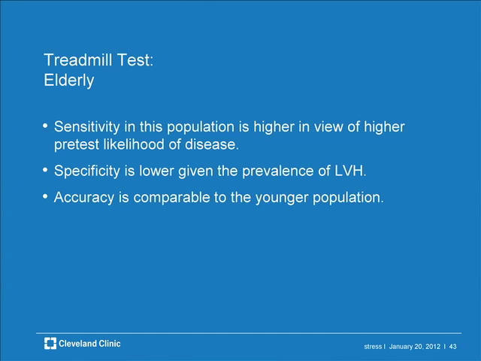So the sensitivity of a test always depends on the pre-test likelihood of disease. In the elderly, the prevalence of CAD is higher, so the sensitivity is going to be higher for the test. The next thing is the specificity is lower because of the presence of LVH, so whoever picked this is correct. And the accuracy has been tested, and it's comparable to the general population. So all these answers that I put there are correct for this elderly population.